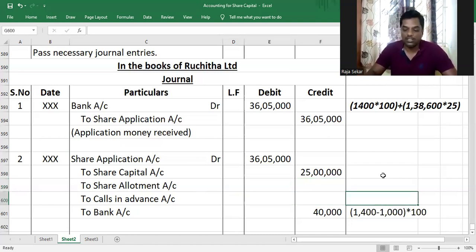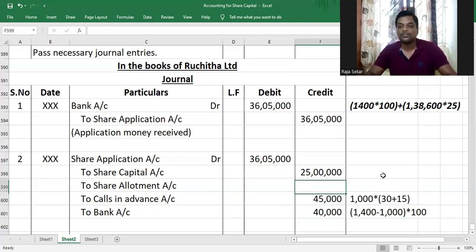Understood. And now calls in advance. How much would Diksha have paid as calls in advance? On the 1,000 shares allotted to her, she has paid everything. Am I right or not, my dear children? So calls in advance would refer to the amount payable as first call and second call. As first call, we are supposed to pay 30 rupees, and on second call, we are supposed to pay 15 rupees. Am I right? So 30 plus 15 is 45 into 1,000 is 45,000. That is what she has paid as calls in advance.